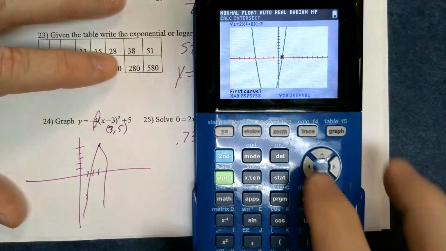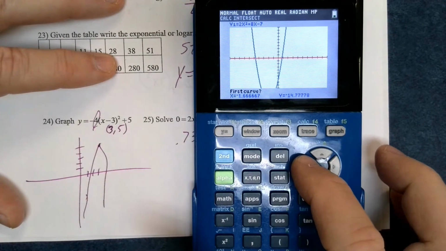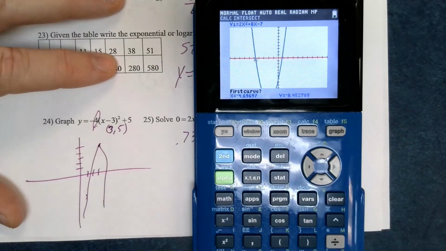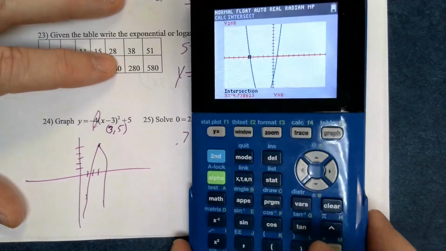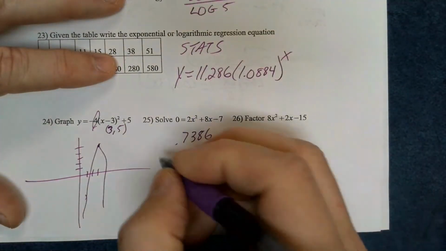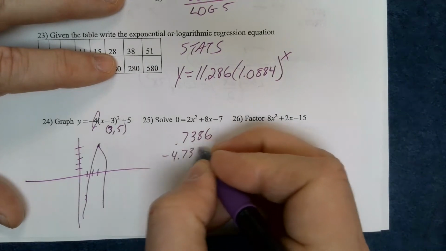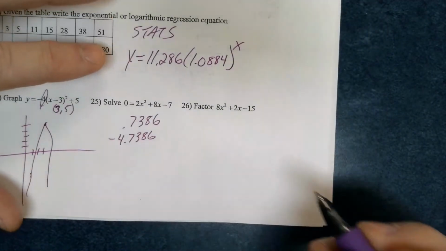Second trace, number 5. Move your cursor closer to that point. Enter, enter, enter. And then I get -4.7386. Okay, factoring this one.